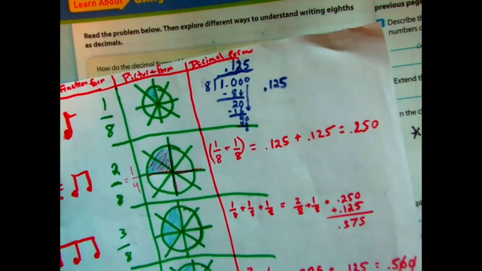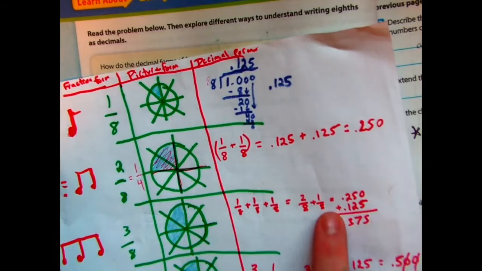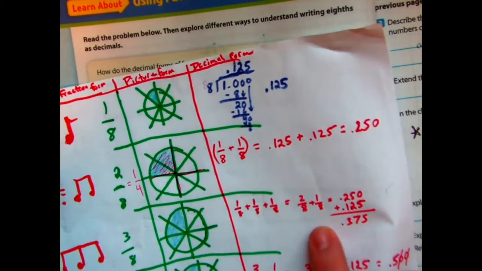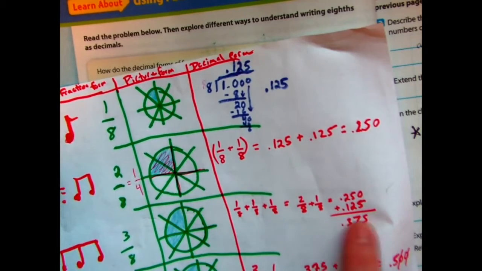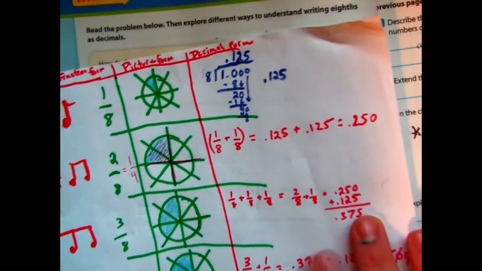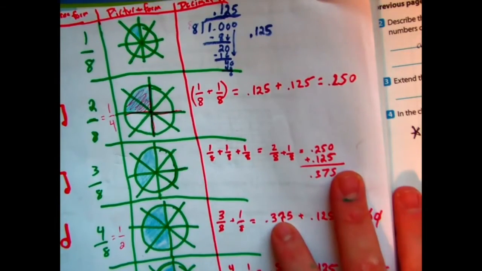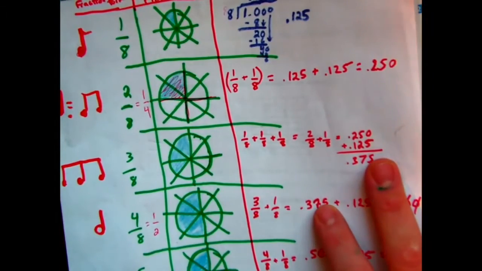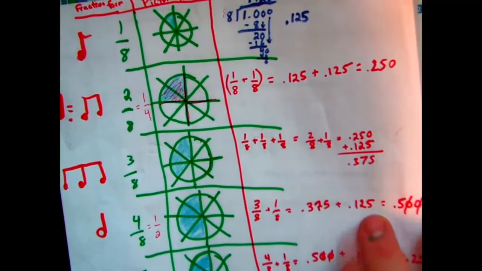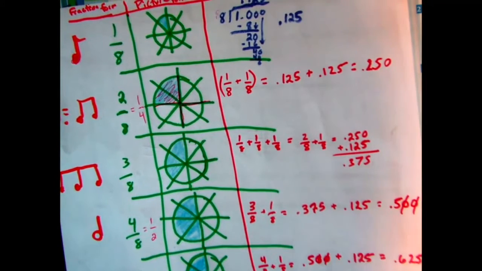I'm going to continue on to 3/8. 3/8 is just 2/8 plus another eighth, which is 0.25 plus 0.125. That gives us 0.375. We continue this pattern. Another word for pattern that you want to get familiar with is algorithm. If we take this solution and add it to another eighth, we get a half.